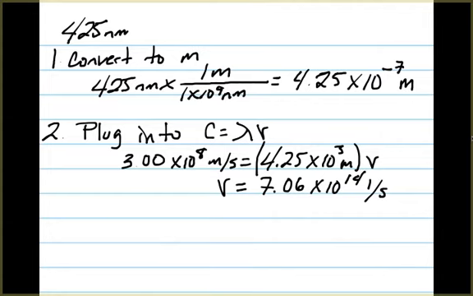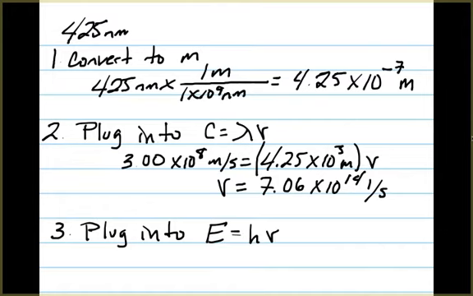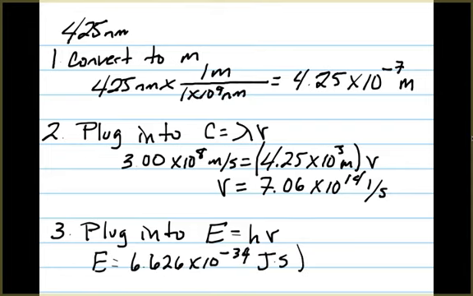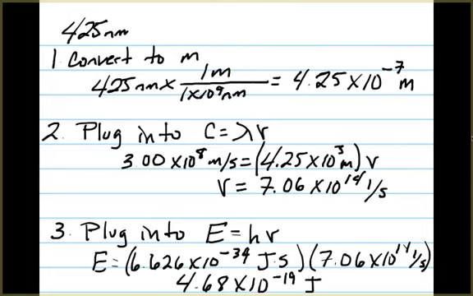In the next part, you're asked to solve for the energy of the light that was observed. So you're going to plug into E equals h nu. We're going to use our answer for frequency and plug that into the equation. h is 6.626 times 10 to the negative 34th joule seconds. We plug in our frequency, which was 7.06 times 10 to the 14th 1 over seconds, and solve, and we end up with 4.68 times 10 to the negative 19th joules.